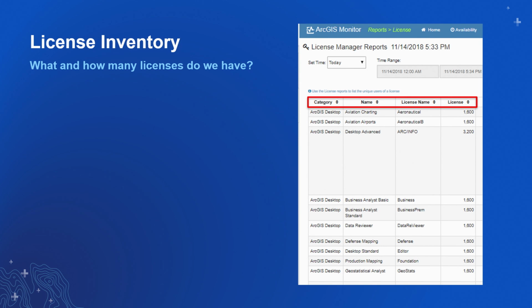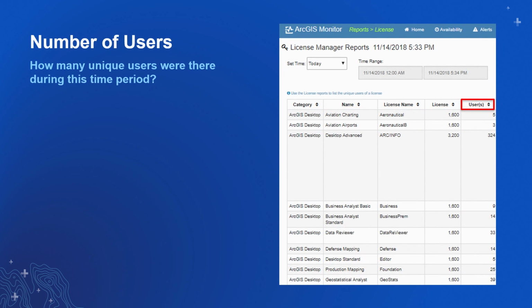Some of you, perhaps most of you, have a license manager for your desktop, and you want to know how many licenses do we have, for example, for ArcInfo. So we give you this inventory. Okay, that's very simple, but it's getting better. For a given time, today or last week or last month, we can actually show you how many users are using your license. That might help you with negotiating ELA and budgeting. Perhaps something is overutilized or underutilized.